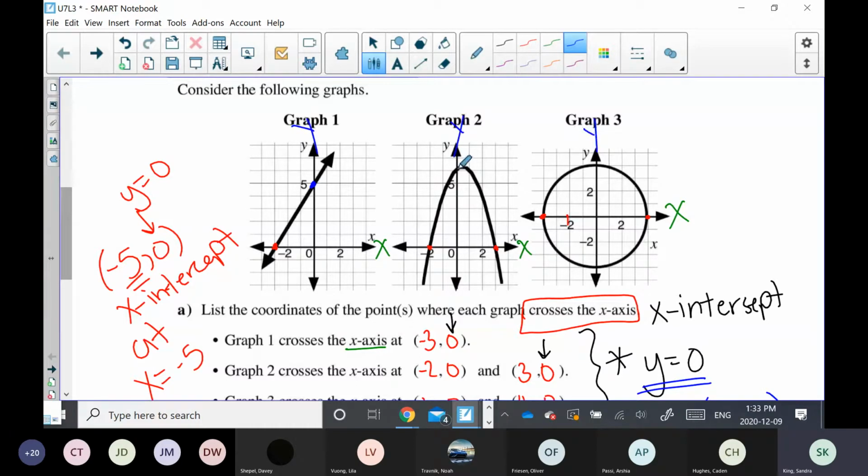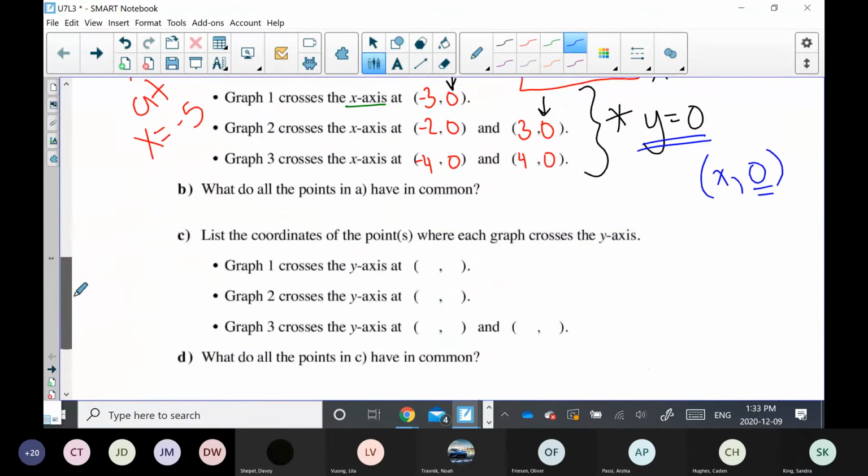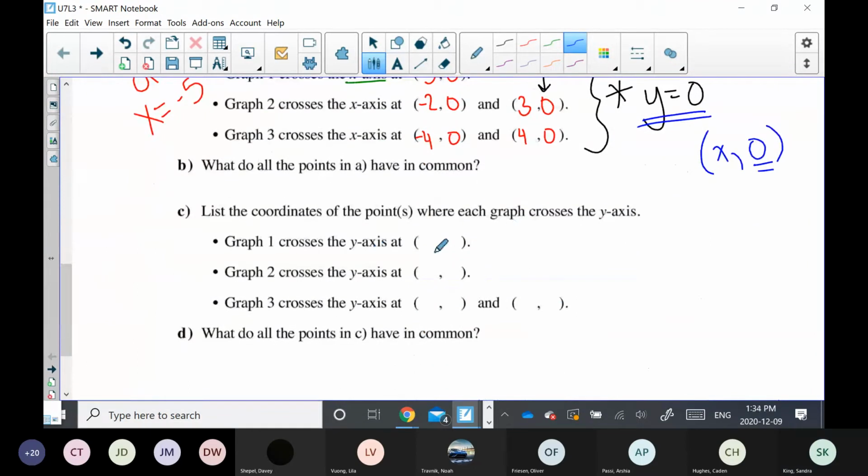In graph 2, it's that point right there. And then in graph 3, it would be this point and this point. There would be 2 y-intercepts in graph 3. So if it cuts the x-axis, it's called an x-intercept. If it cuts the y-axis, the point is called a y-intercept. So get those 4 points, these 4 here.